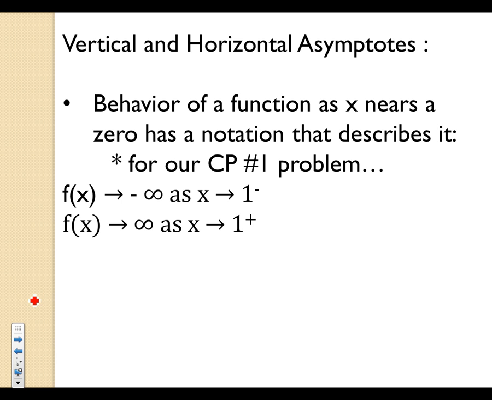The f of x approached negative infinity as x got closer to 1 from the left. This little superscript minus sign means that we're coming at that number from the left side, or the negative side, of it. The second line there, f of x approaches infinity as x approaches 1 from the right. Again, that superscript plus is going to mean that we're coming at it from the right. That's a notation that you can find in your book, and that's what it means.